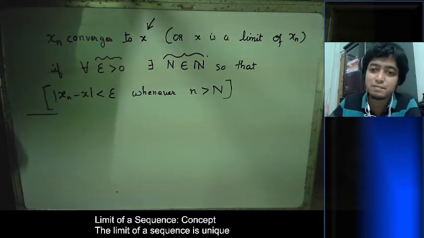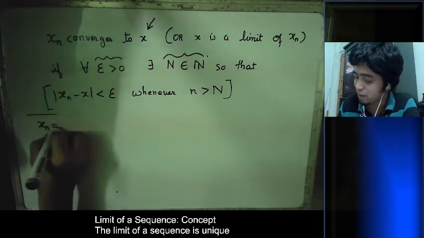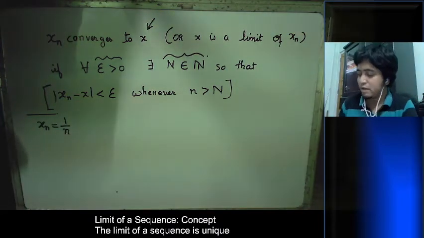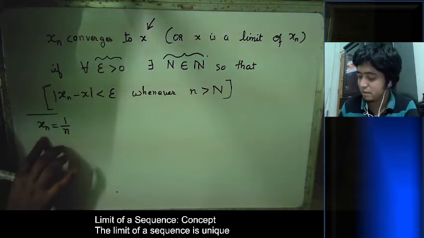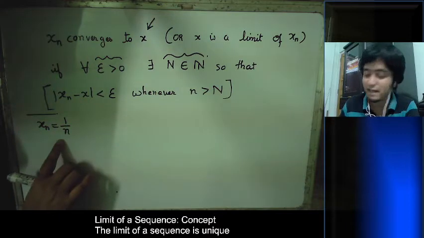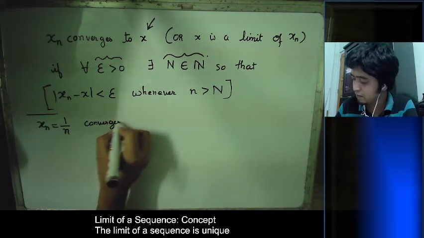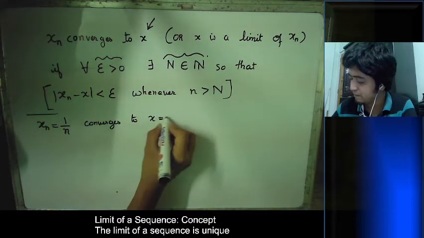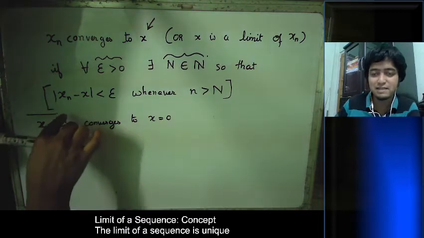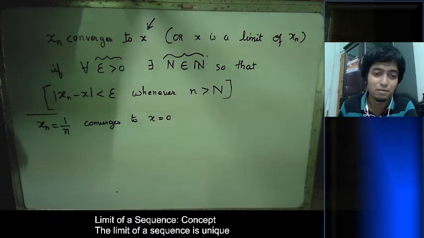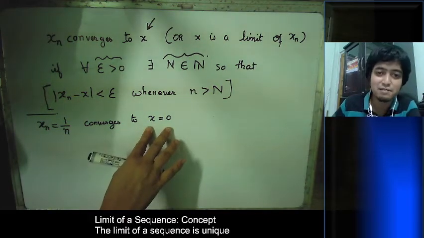I usually explain this one with the help of an example, xn equal 1 by n. So first we need to have an idea what the value of x is. So over here xn, it's 1 by n, it converges to 0. How do we know that it is 0? Because if n is very large, then 1 by n is close to 0. So we are getting this x equal to 0.